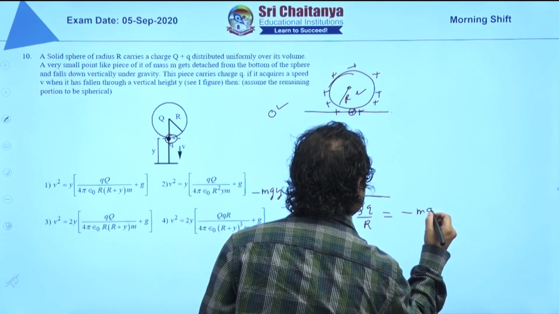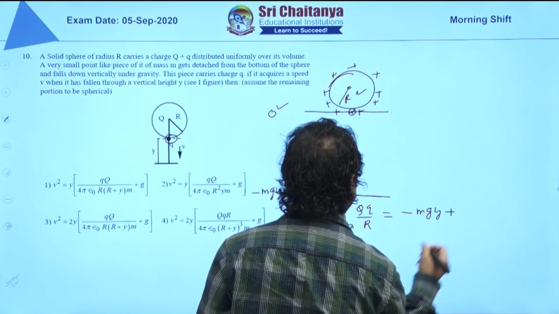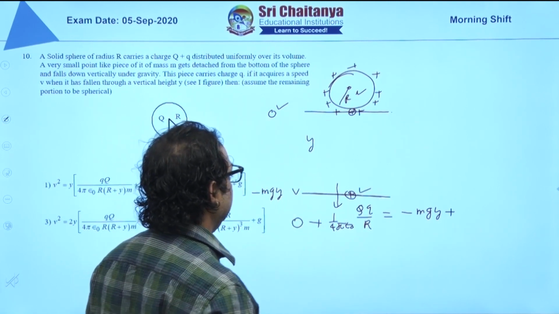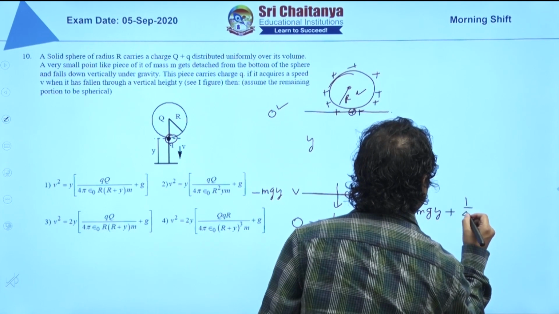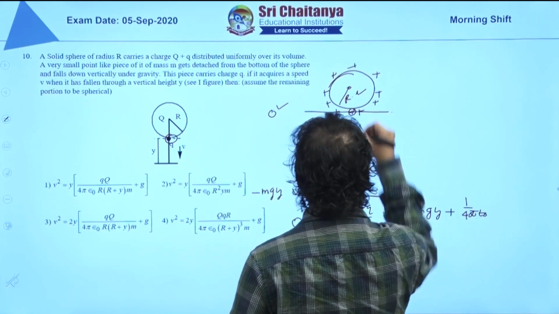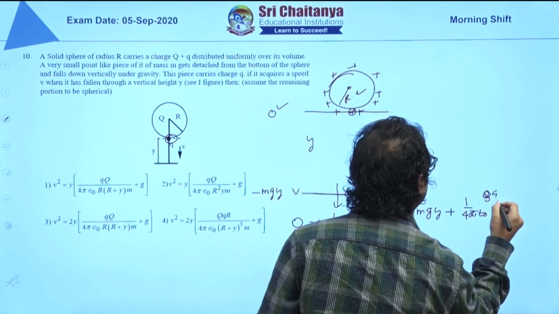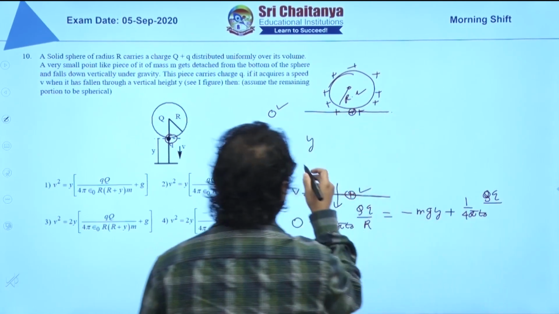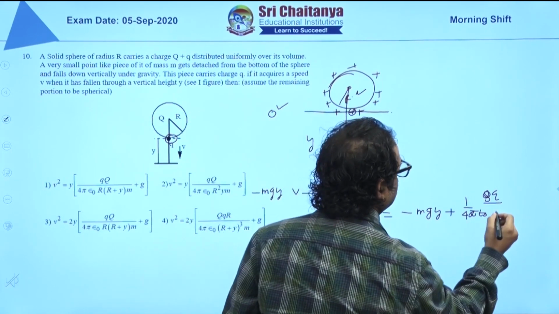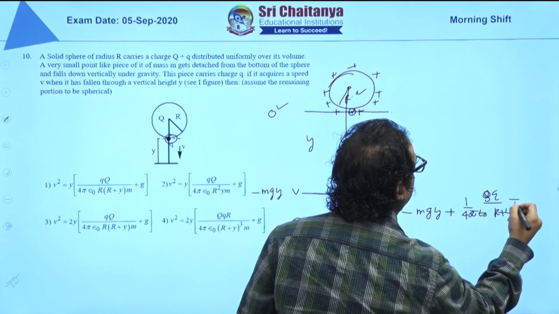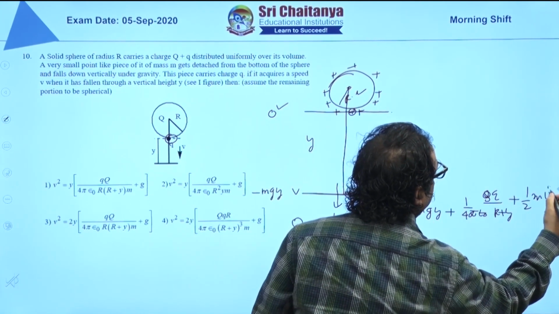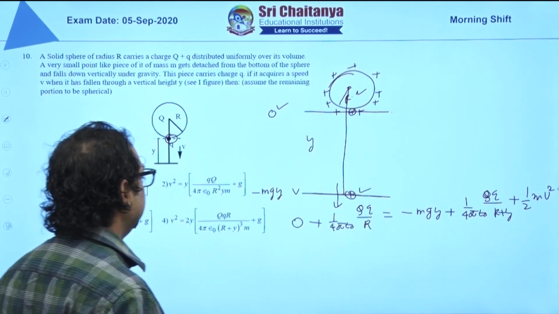You can write minus mgy plus, what is the potential energy here? So, it is 1 by 4 pi epsilon, product of the charge q into q divided by, what is the distance now? From center you need to take the distance. So, that is r plus y, plus kinetic energy is half mv square, right.